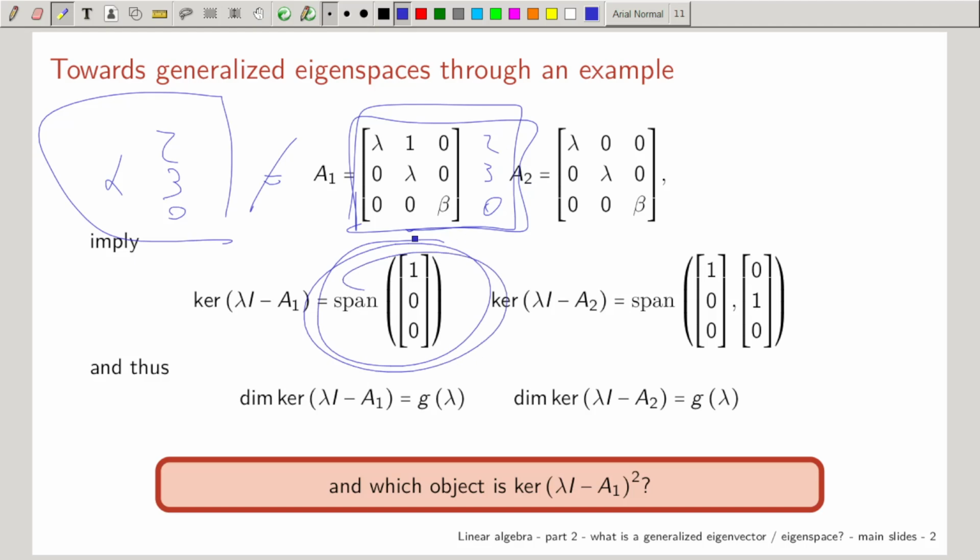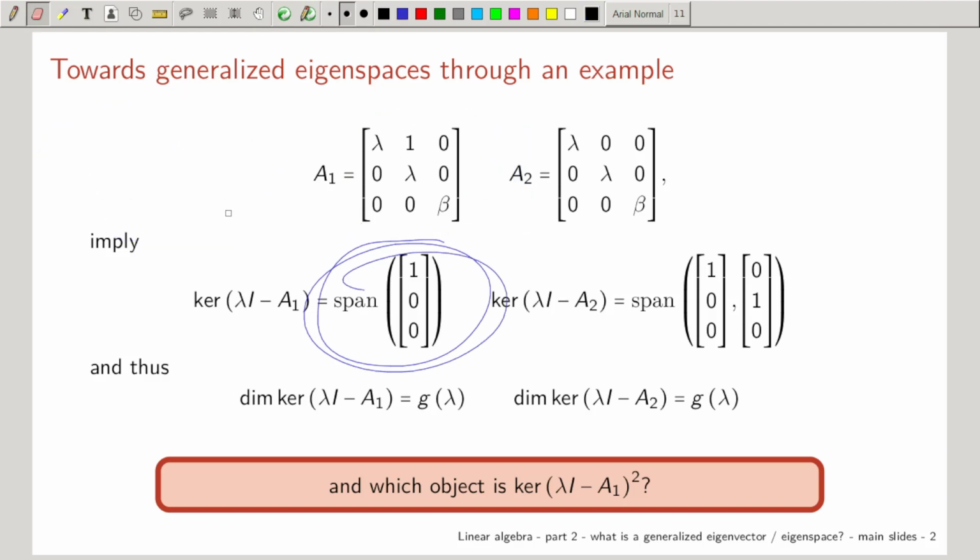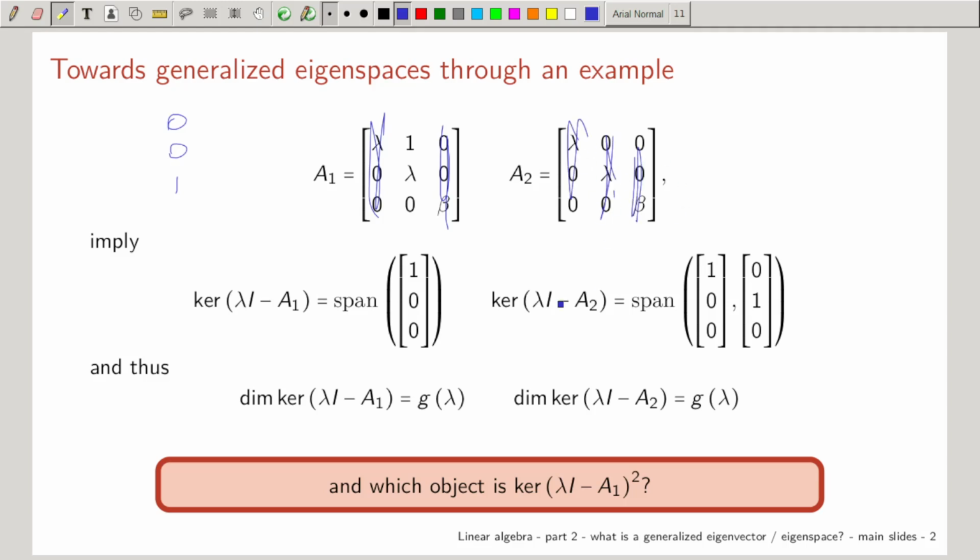So this one is not in the eigenspace. Essentially, this one is the eigenspace of lambda for A1. 0, 0, 1 will be the eigenspace for this and this. Together? Perfect. How many linearly independent eigenvectors can we take for A1? 2. 1 and 2. How many can we take for A2? 3. 1, 2, 3. Together? Do we see that in this case we are missing one dimension? Are we together on this?